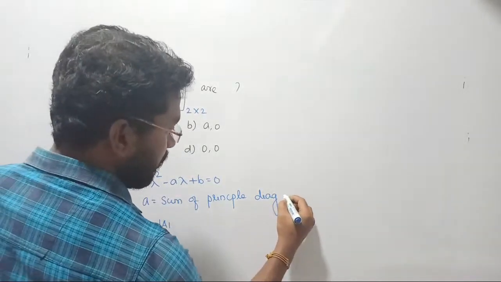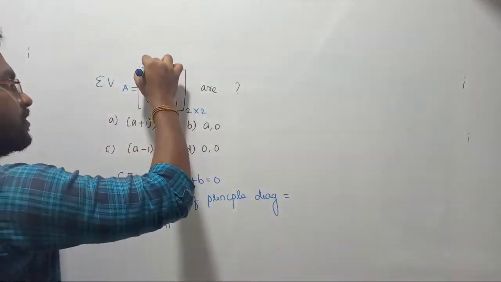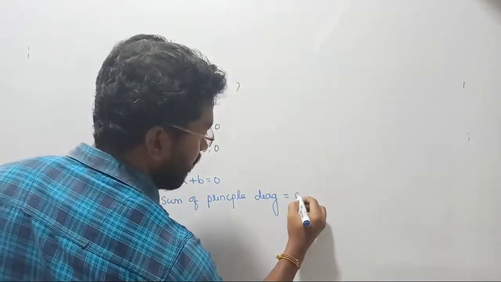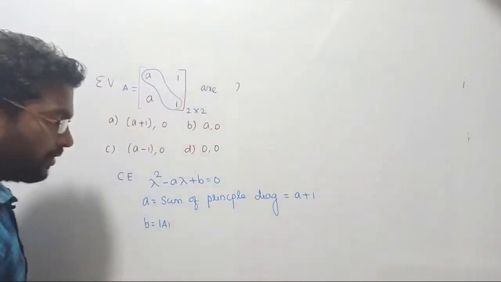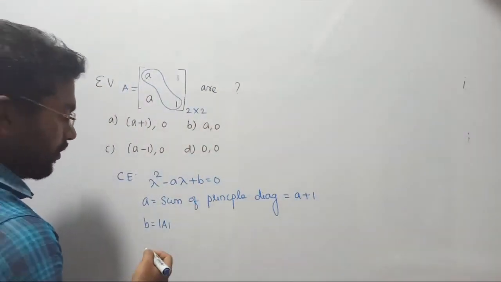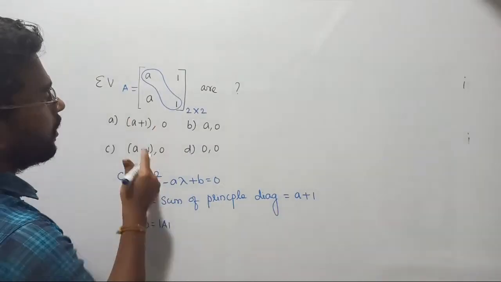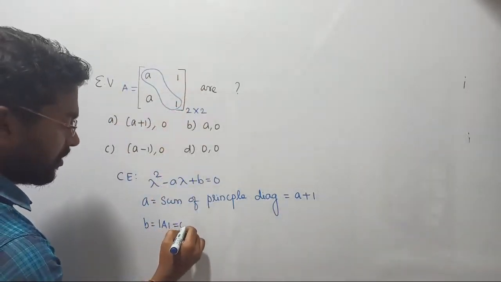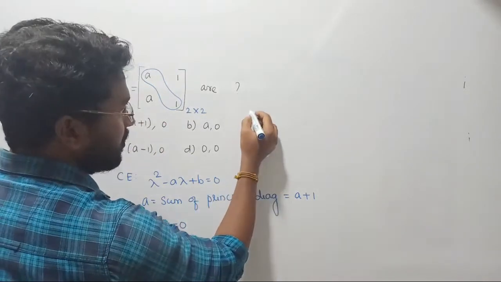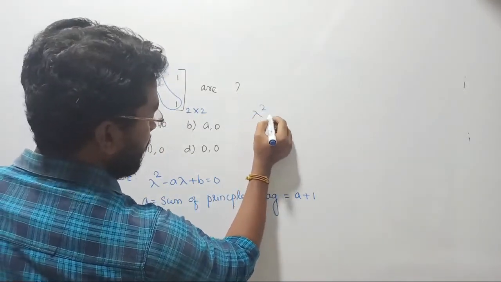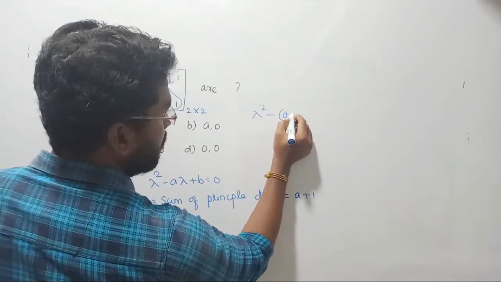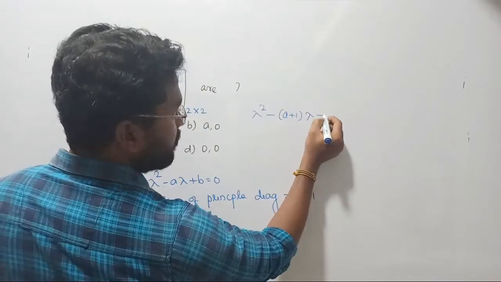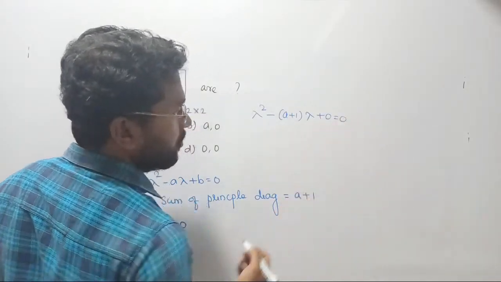According to the given statement, for the sum of the principal diagonal we add the diagonal values. In the diagonal I have two values, A and 1. If I get the sum, that is going to be A plus 1. Similarly, for b we find the determinant: A into 1 minus A into 1, such that it is going to be 0. Substituting these two values, it can be rewritten as lambda square minus (A plus 1) lambda, and b is 0.